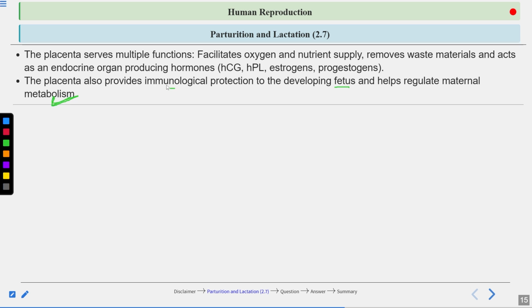Clear? How does it provide immunological protection? Because through the placenta, antibody IgG can pass. This is also a kind of passive immunization, because ready-made antibodies IgG can pass through the placenta and reach the newborn. The placenta also acts as a protective barrier because it doesn't allow pathogens to pass through it.